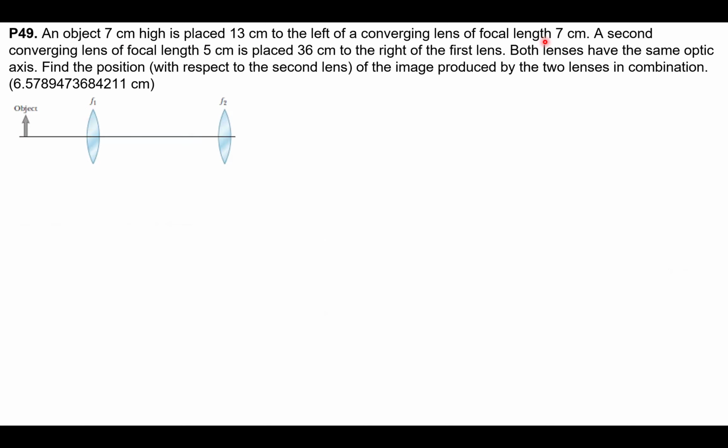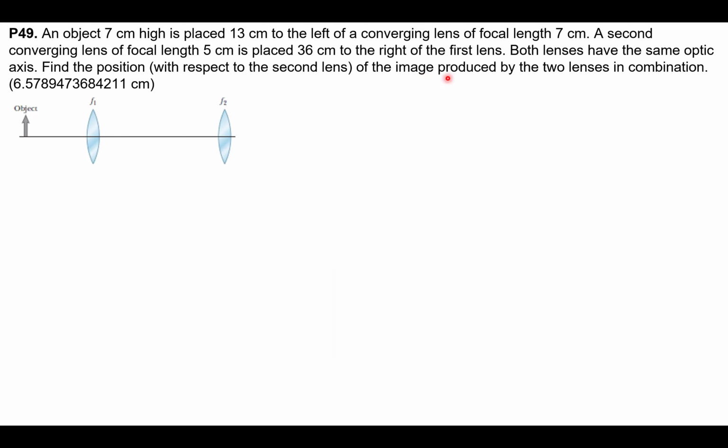An object 7 centimeters high is placed 13 centimeters to the left of a converging lens of focal length 7 centimeters. A second converging lens of focal length 5 centimeters is placed 36 centimeters to the right of the first lens. From here to here is 36 centimeters. Both lenses have the same optic axis. Find the position of the image produced by the two lenses in combination.